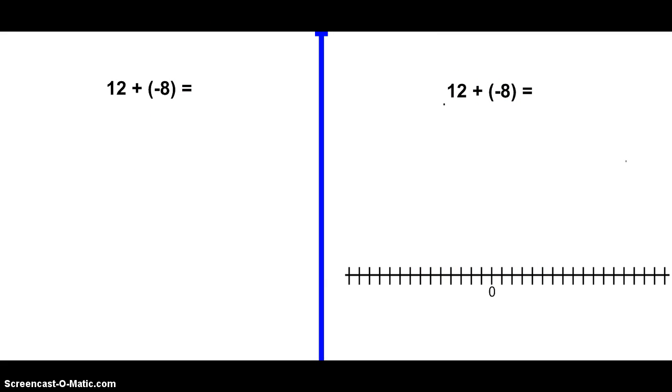Alright, next one. Now we got a positive 12 plus a negative 8. So let's draw positive 12 chips on our paper.